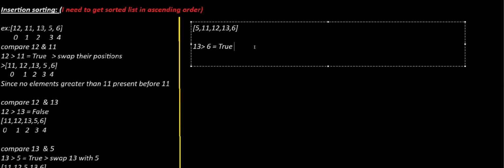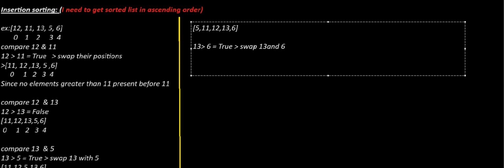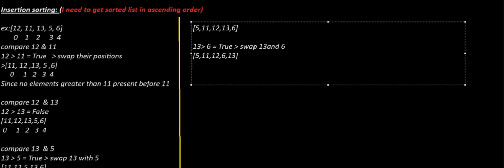What elements do I need to swap? Swap 13 and 6 based on their positions. So if I swap, how will my list become? 5, 11, 12, sorry, I need to swap, right? 6, 13. It will become like this.